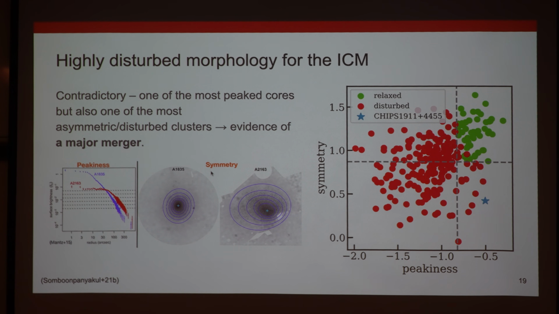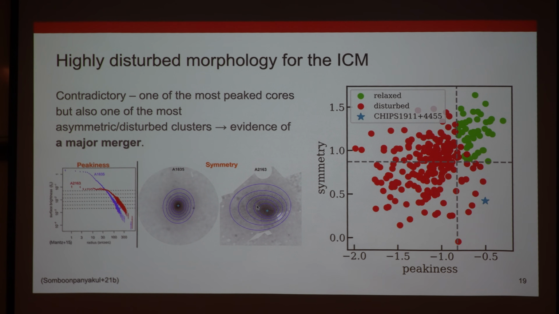The second property that we use is called symmetry, which tells you how disturbed or symmetric the X-ray image looks. If it's symmetric, it looks like this. We draw an elliptical ellipsoid here, and if they are aligned in the same way, with a pretty much symmetric object here, then we call this cluster symmetric.